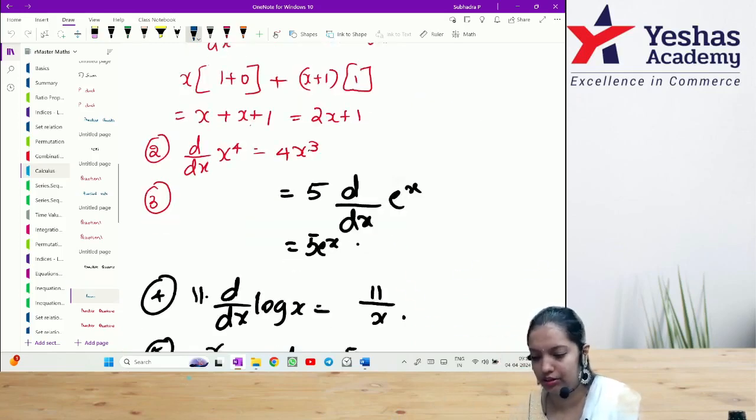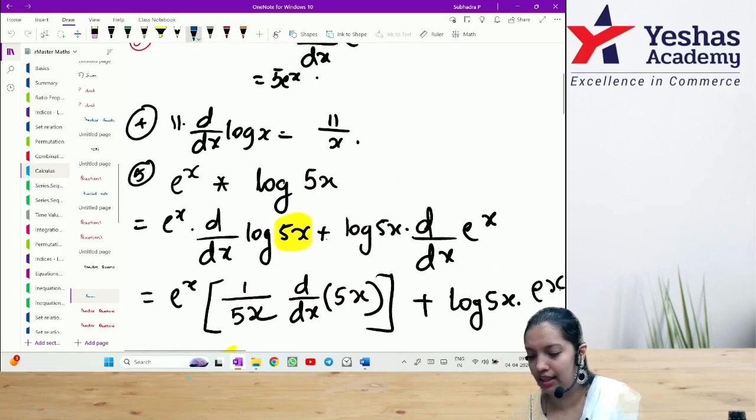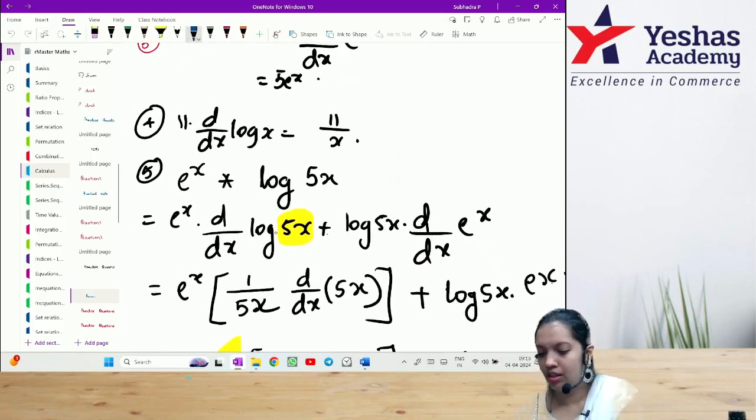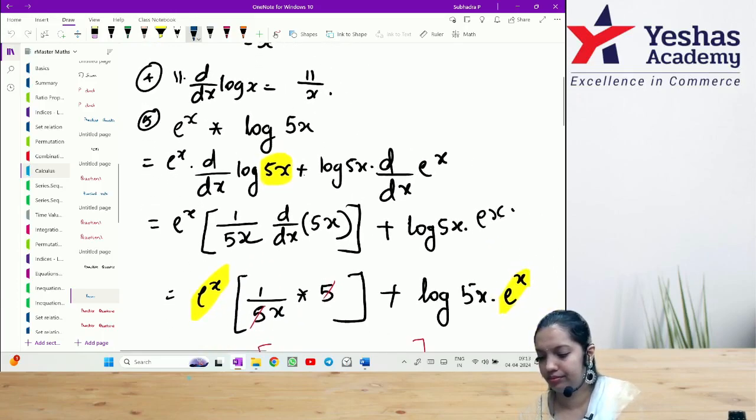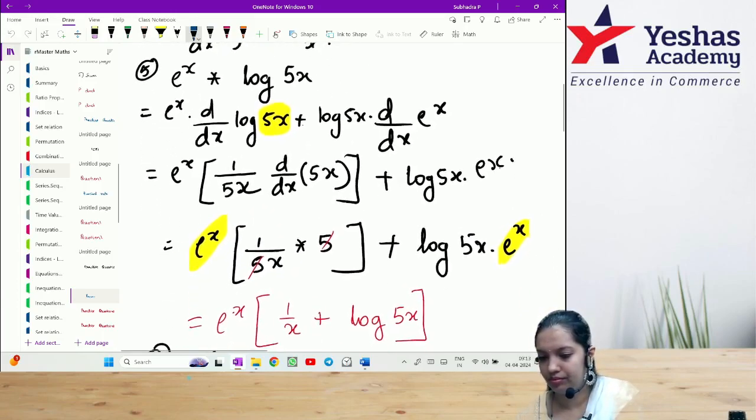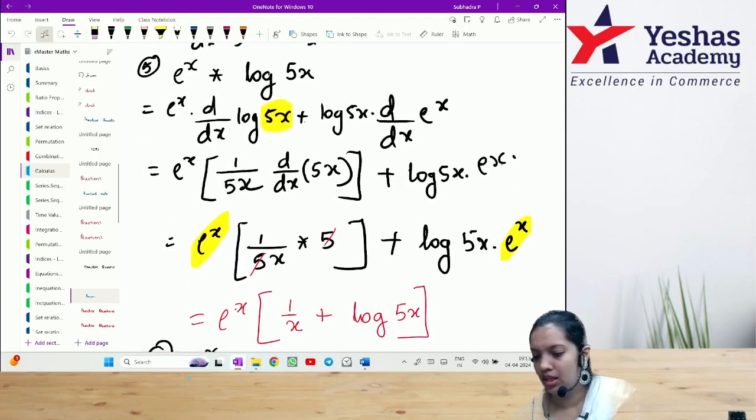Write down the solution. For the next one, write this down: 1 by 5x into derivative of 5x. e power x is common, I have taken that outside.